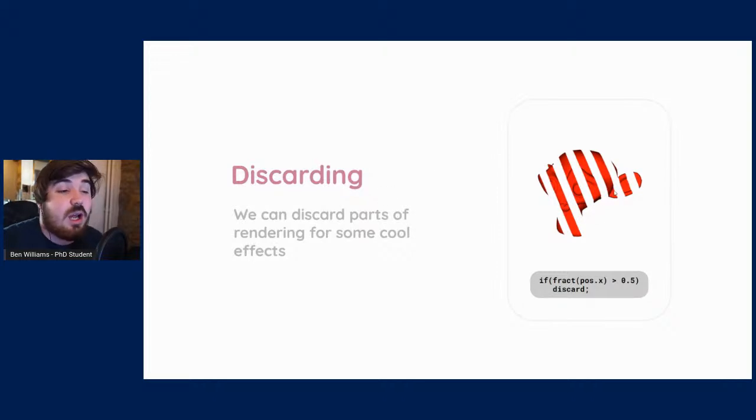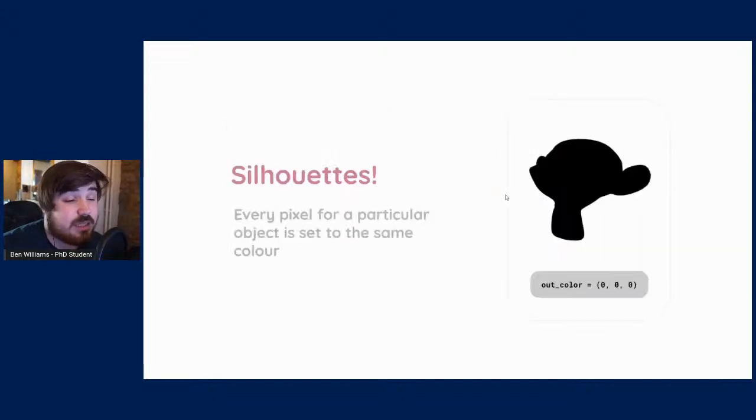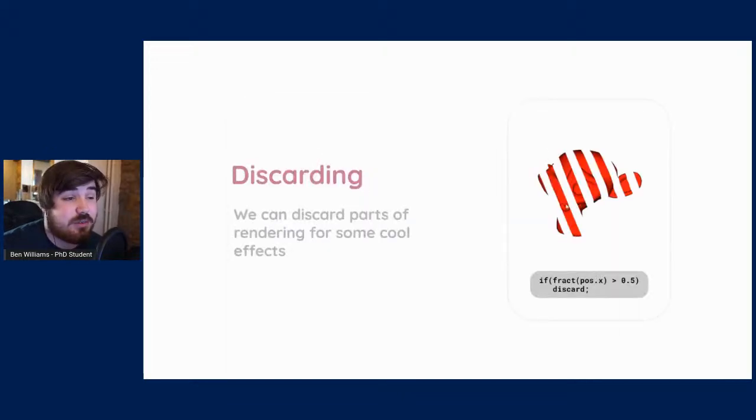But all I'm trying to do here is show you that we can create all kinds of effects just by modifying our fragment shader. With a vertex shader, we can control the shape of it, right? We can make it inflate, we can make it deflate, we can do all kinds of stuff with it. With a fragment shader, we can also do all kinds of stuff. We can do diffuse lighting, we can make a silhouette, we can do this kind of effect. You can do anything really.